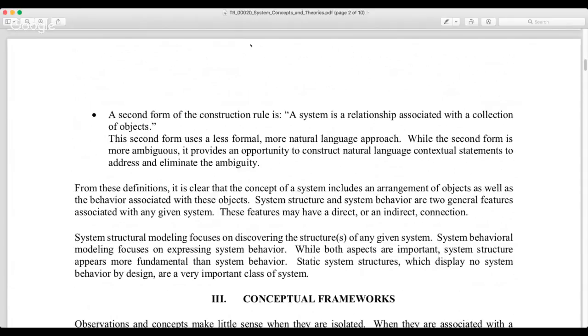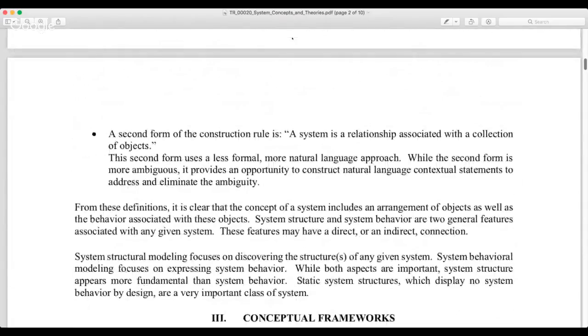We can use either one of these definitions. The idea is to pick the one that most clearly communicates your purpose in whatever context you're working in. Is this a simple set of definitions? Would you elaborate a little bit on the concept? The construction rule is our definition.